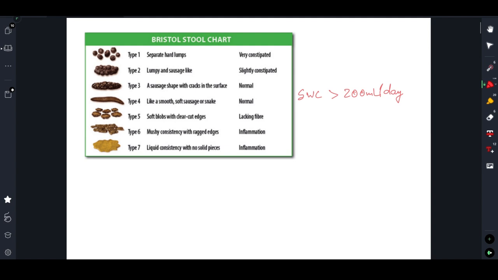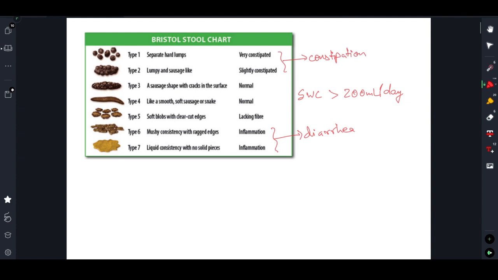Another tool which can be used is the Bristol Stool Chart, wherein the stool is classified into seven different types, and based on these types, you can find out what condition the patient is having, right? Out of these seven types, type 6 and type 7 are indicative of diarrhea, whereas type 1 and type 2 are indicative of constipation.